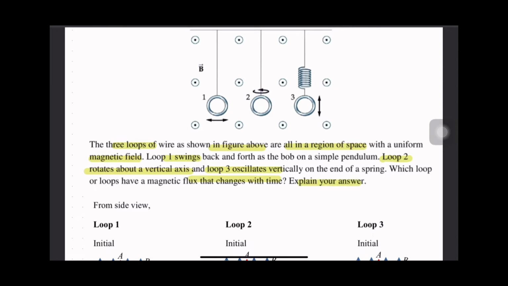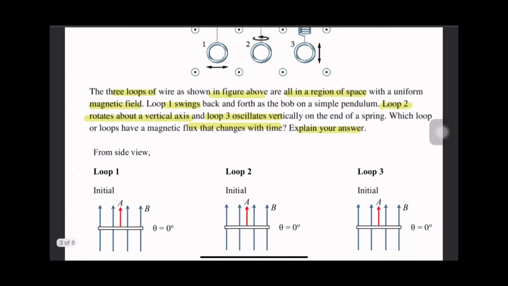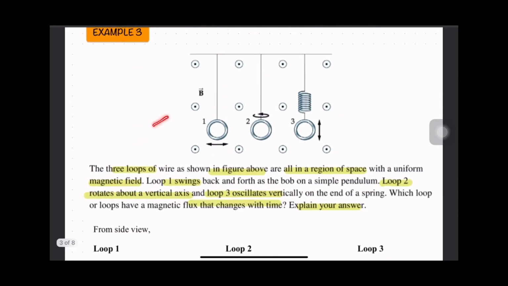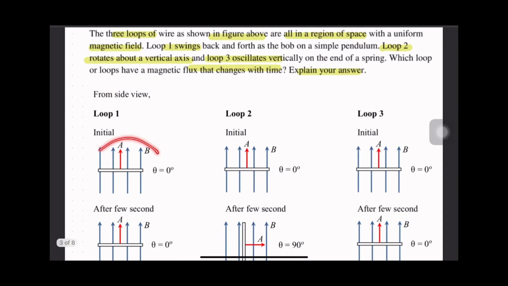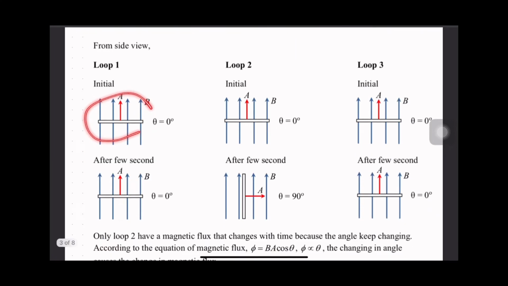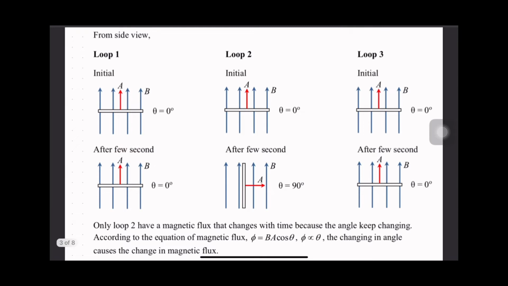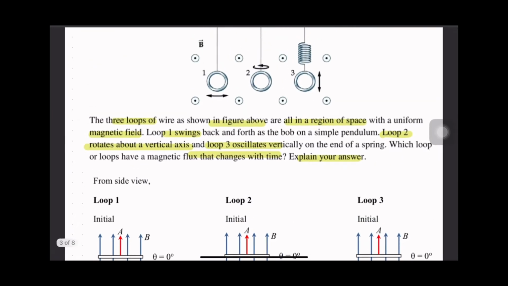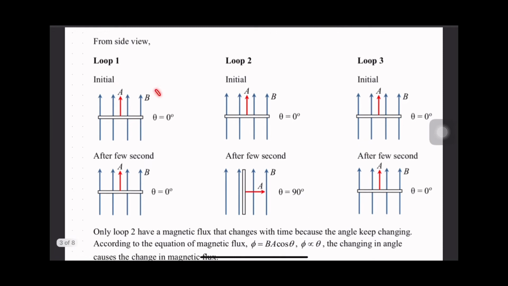Explain your answer. Okay, so if we do it manually, we know that if you move back and forth like this, there will not be any change. The area does not change, B does not change, and the angle also does not change. Even if you are on this side, the angle stays the same, and on this side the angle is also the same. From the side view, we will see that initially for loop 1 it is the same after a few seconds, forth and back. Okay, same, no change.